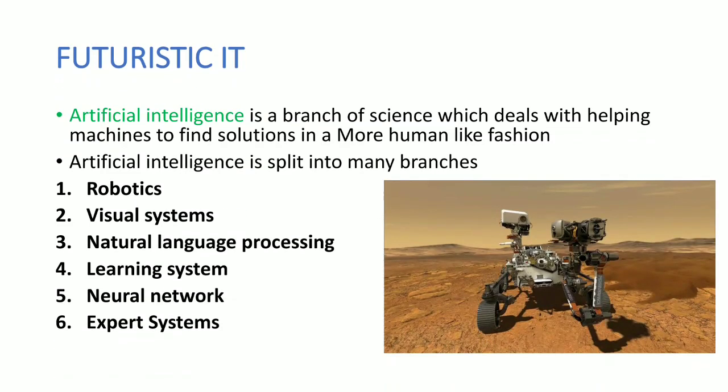Now futuristic IT, something that we are talking about for the future. So artificial intelligence. So what is artificial intelligence? Now we are creating many robots in the modern world, some of which are beyond our imagination. We are creating things so that they should work in a more human-like fashion. So they should behave and work in a more human-like fashion. That is called artificial intelligence.